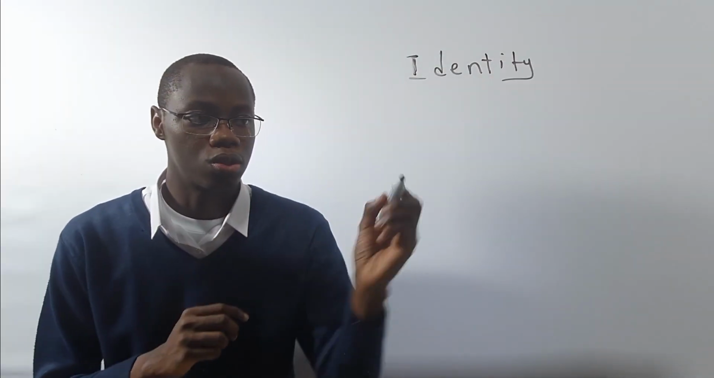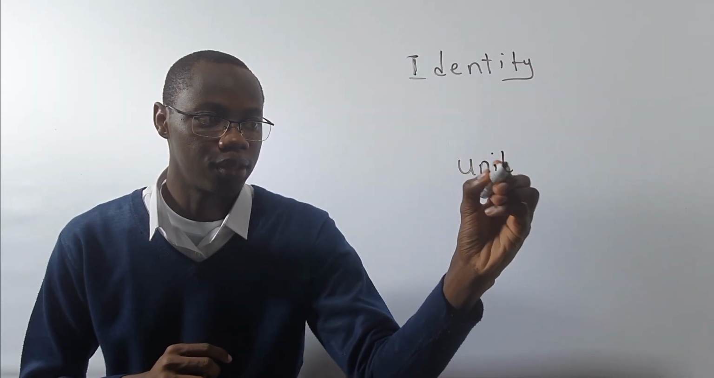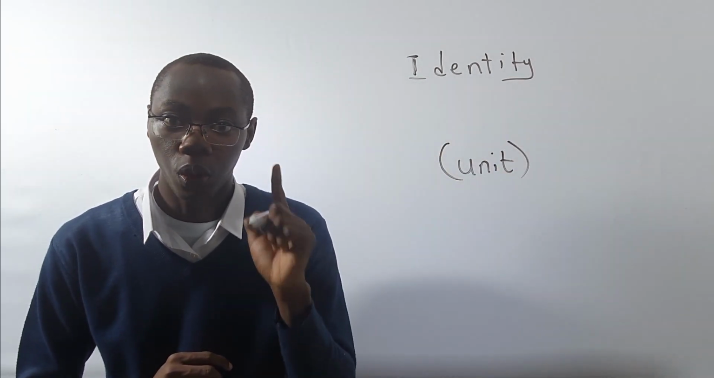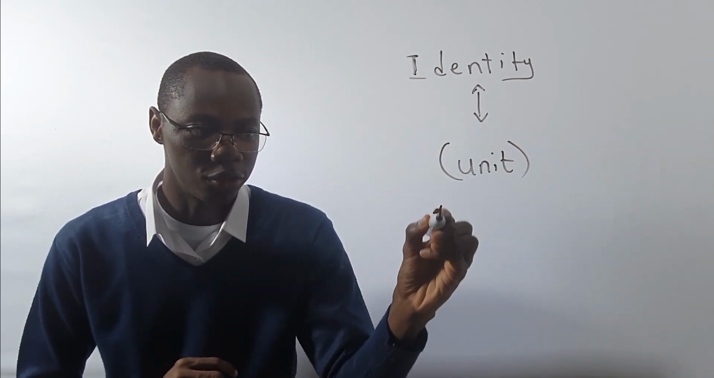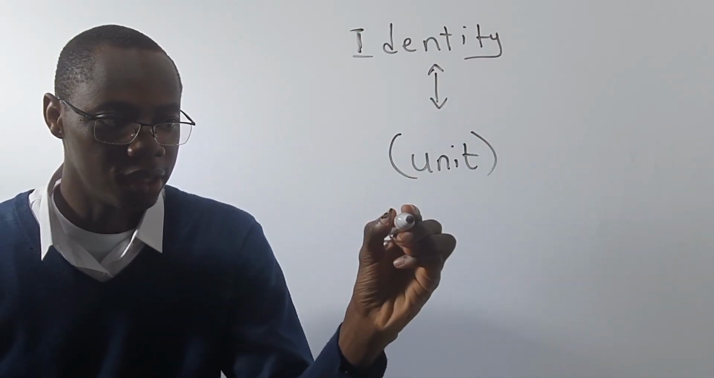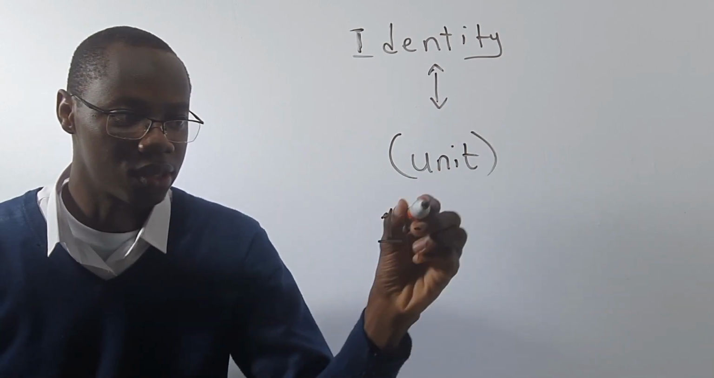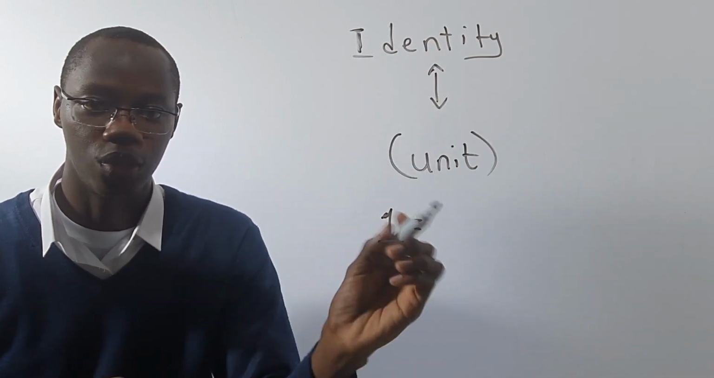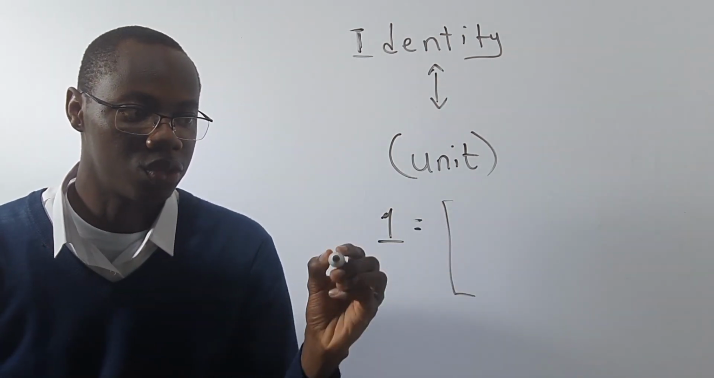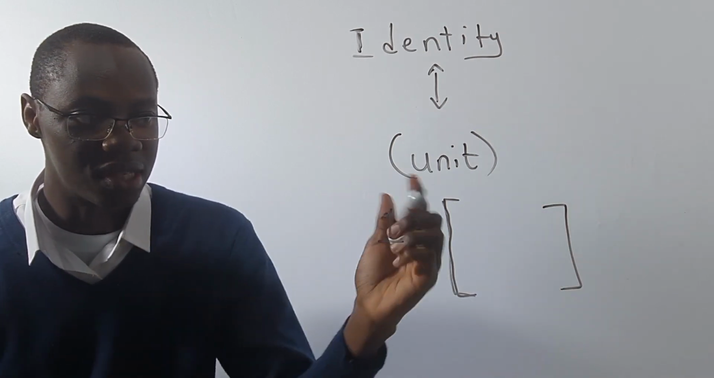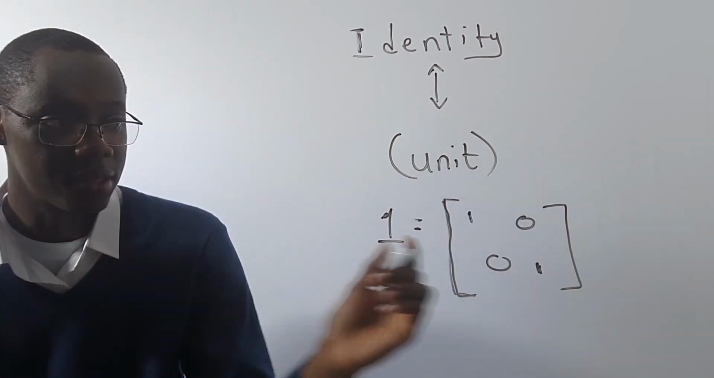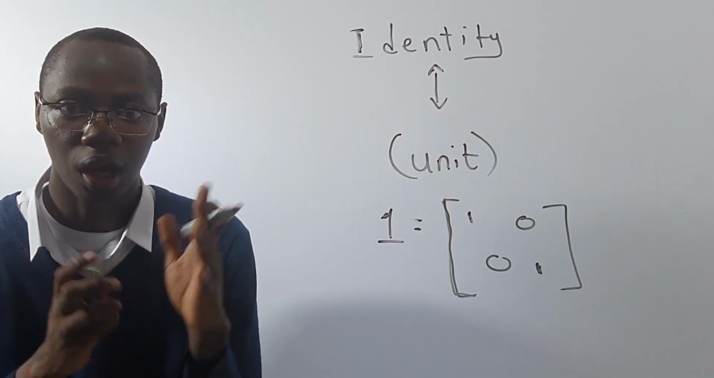So let's talk about the identity matrix, also called the unit matrix. Unit meaning one, right? The identity matrix is a fancy way of writing one in matrix form. So the real number one, if you want to write that as a matrix, you'll be referring to the identity or the unit matrix. Basically, if you see this matrix, you are referring to one like this. This is the unit matrix. It's another way of writing one.